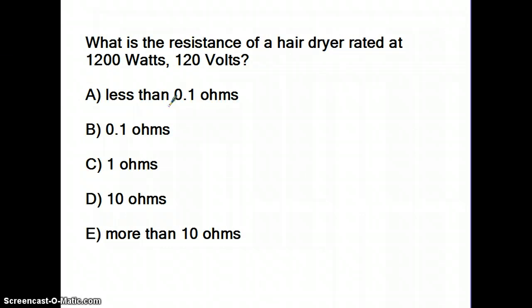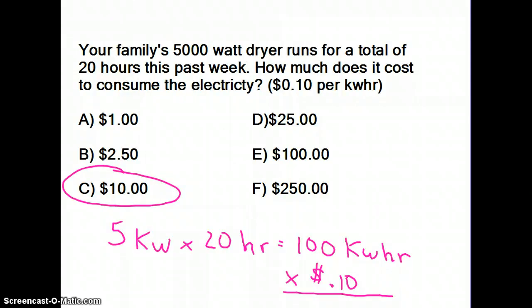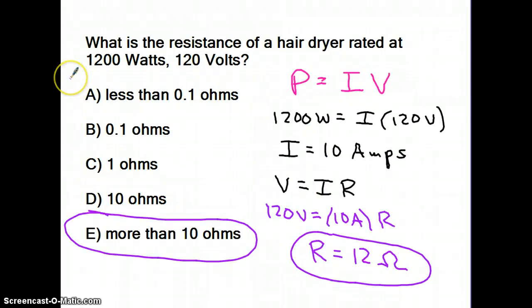Find the resistance of a hairdryer rated at 1200 watts when attached to a 120 volt circuit. This is a two-step problem. You have to determine the current flow through the hairdryer, which is 10 amps, which then allows you to use Ohm's law to find the resistance, which would be 12 ohms. Hence E, more than 10 ohms, is the correct answer.